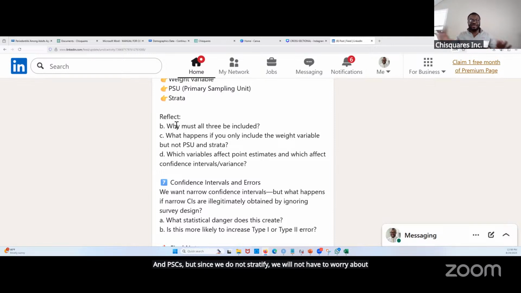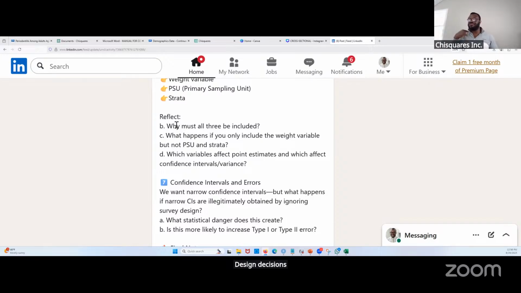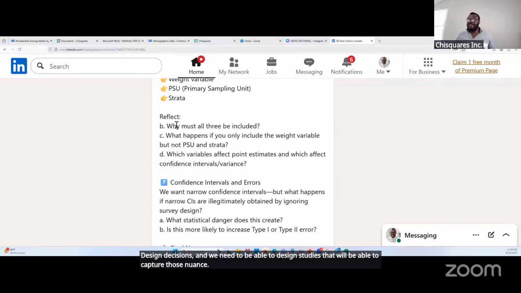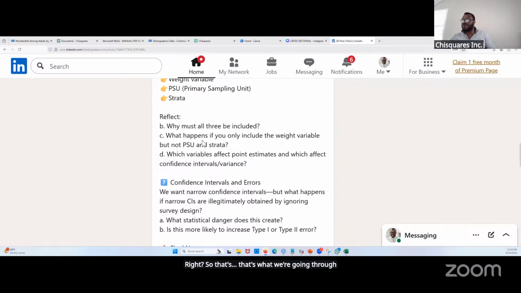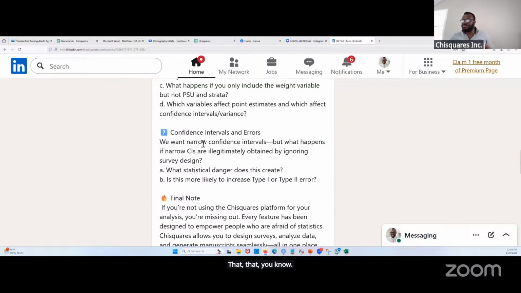So the moral of the story is that it's not enough for us to just grab a data set from the website and just analyze. We all, as researchers, as methodologists, need to be aware of design decisions, and we need to be able to design studies that will be able to capture those nuances, right? So that's why we're going through this. That's why this homework was set up, so that we have that expertise to do that.